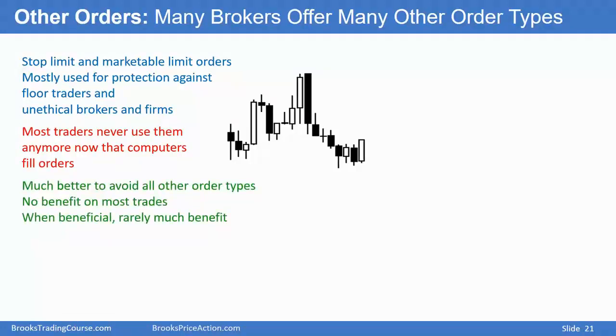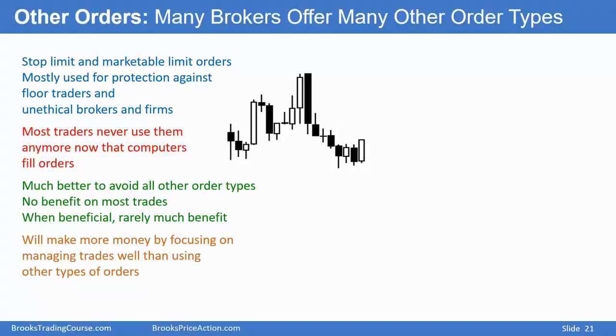Your broker may brag that he has a variety of special types of orders. They're a waste of your time. They rarely ever offer any benefit, and when they do, the benefit is very small. You stand to make much more money just focusing on managing your trades well than using these other types of orders. You should stick to the 4 types that I talked about in this video.